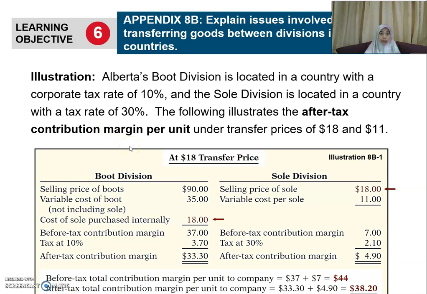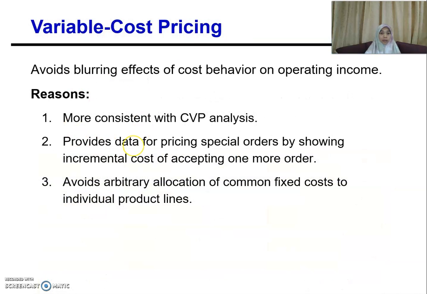When you want to set the price, if you are taking the variable cost, you take the variable cost plus a certain amount of profit or markup, then you will get your selling price. If you are taking the absorption costing approach, you take the full cost plus a certain amount of profit or markup, then you will get your selling price.